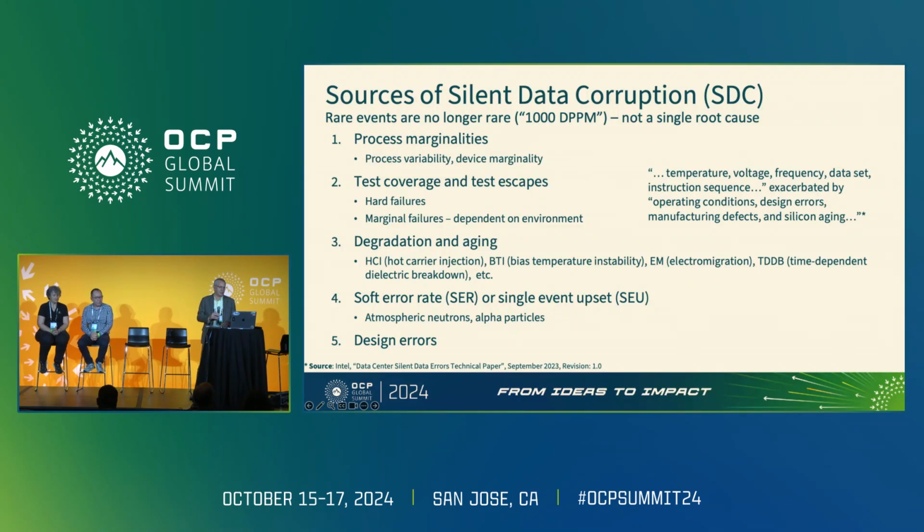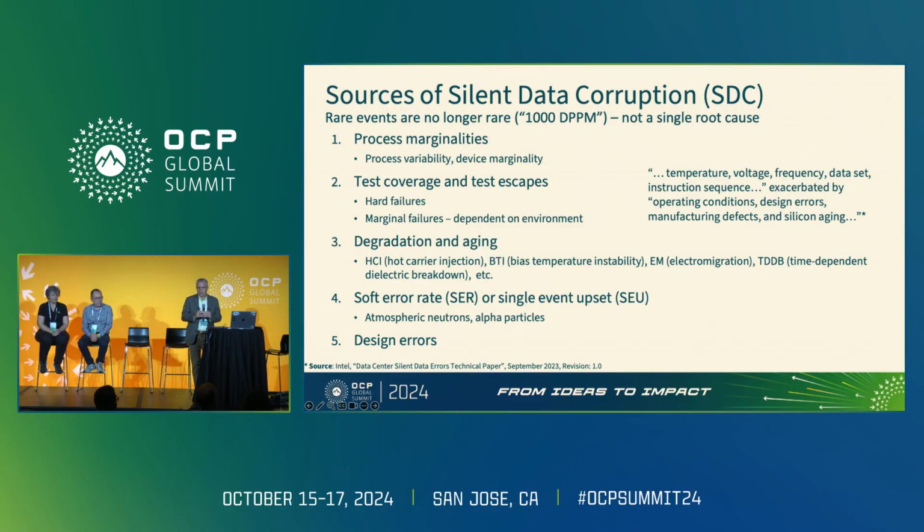So let me start with silent data corruption and why it happens. Number one issue is process marginalities, which is pretty much out of your control unless you are a fab. But the next one, test coverage and test escapes, seems like the number one issue that we can address to solve this silent data corruption issue.